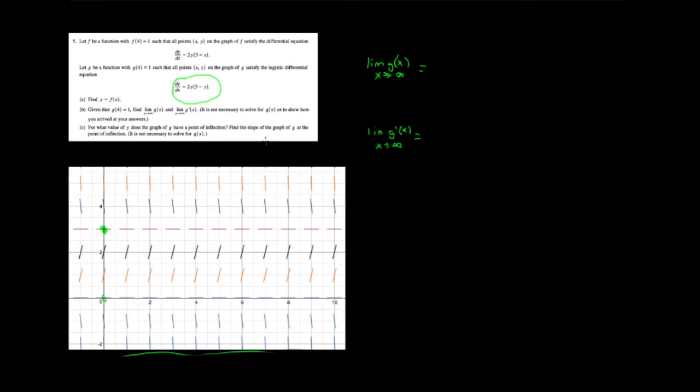Going into letter B, given that g of 4 equals 1, find the limit of g of x as x goes to infinity and the limit of g prime of x as x goes to infinity. And it says it's not necessary to show our work, but we're going to show our work. So how you solve this problem with the information you're given is to make a slope field. And we can make a slope field because of this differential equation up here circled in green.